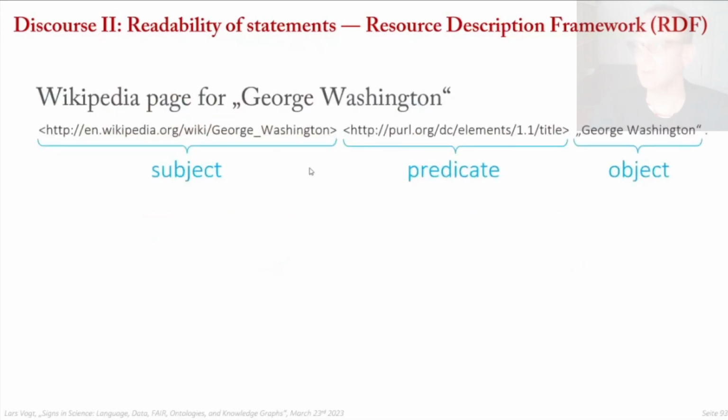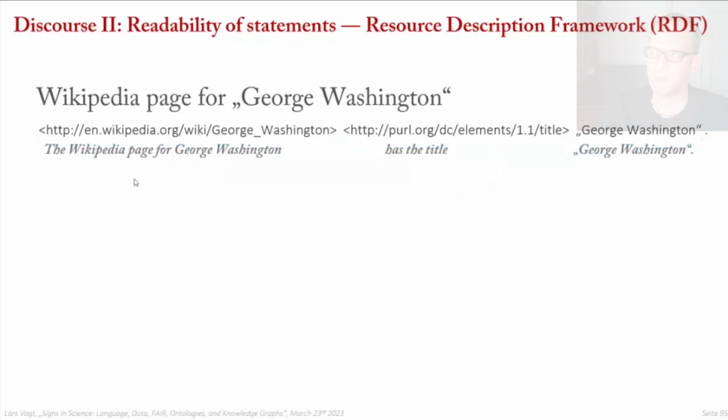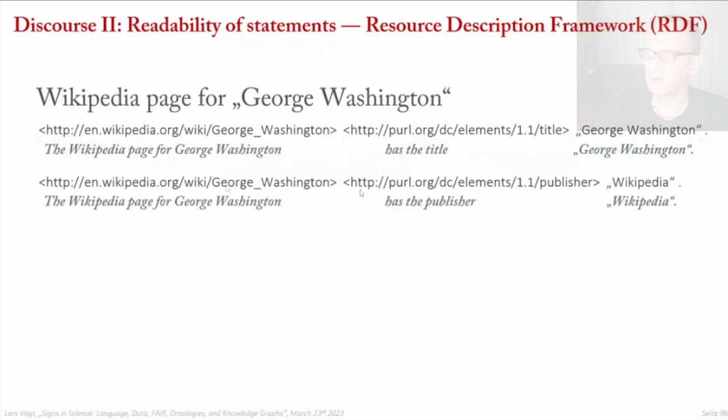And here's an example that's taken from the Wikipedia page for George Washington. And we have here two URIs and a literal forming a triple. And as a human reader, you could read that taking a look at the name part here. The Wikipedia page for George Washington has the title George Washington. So that's easy. We have another example of a statement where we have the Wikipedia page for George Washington has publisher Wikipedia.